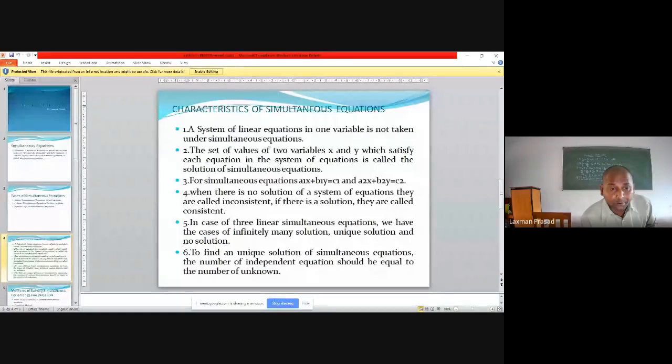Fine. To find a unique solution, see, before this point there are three cases: unique solution, no solution, and infinitely many solutions. To find a unique solution of simultaneous equations, the number of independent equations, which are not dependent on other variables, should be equal to the number of unknowns.